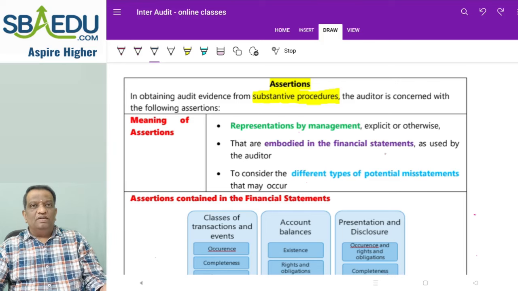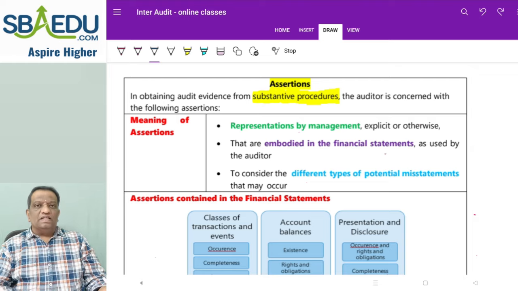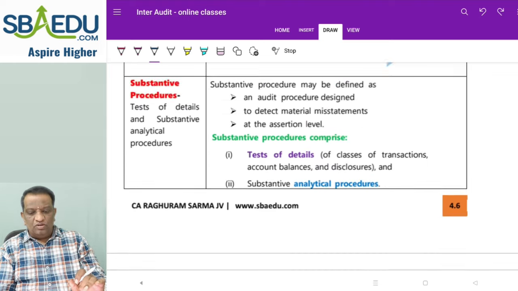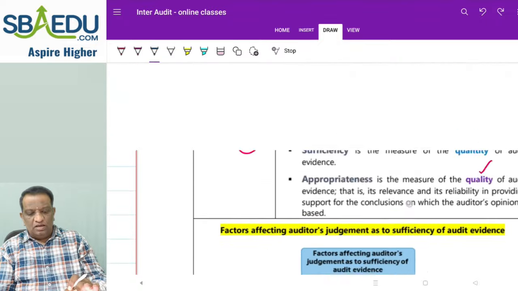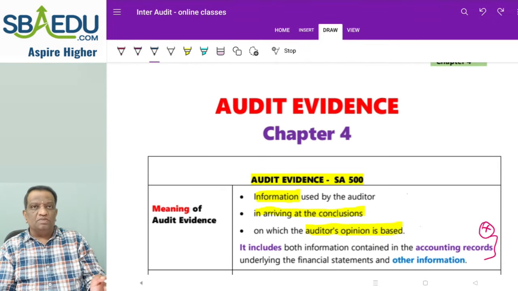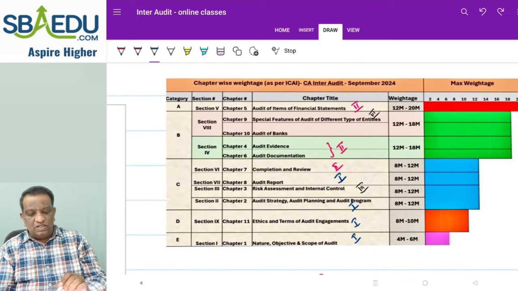Hi everyone. Let's discuss the concept of assertions, which is included in chapter 4 of Inter Audit. To take you back, this topic is covered in chapter 4, which is titled Audit Evidence. And from the marks perspective, this is the weightage given by ICAI.